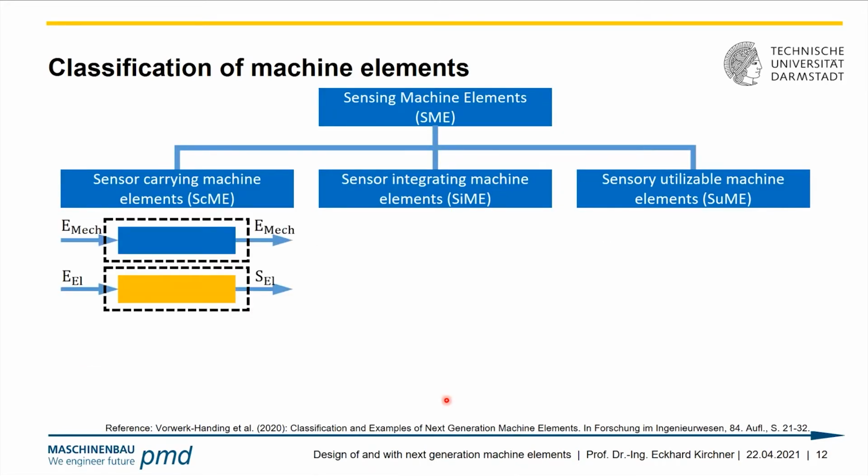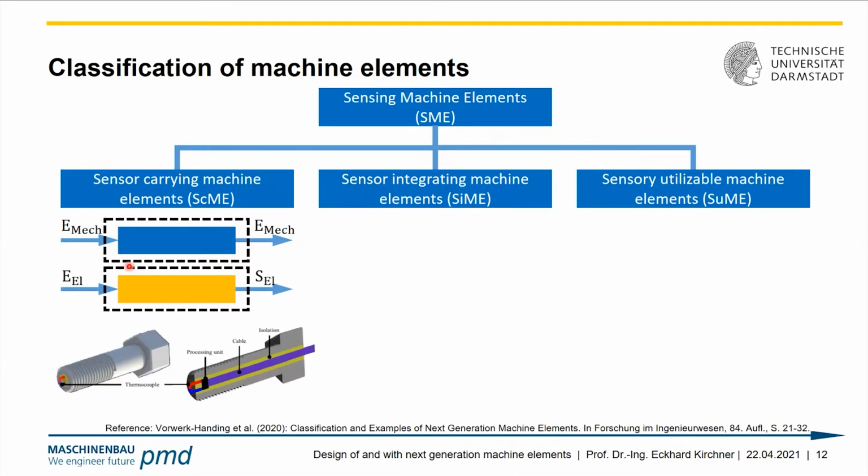We have the sensor carrying machine element. We have our mechanical function and the electrical sensing function. They are independent of each other. The machine element just carries the sensor. There is no interaction between the two of them. The example here is a bolt with an integrated thermocouple. The bolt measures the temperature independent of the bolt force. And it works also when we just put the temperature sensor onto our desk and connect it. It doesn't need to be installed, integrated into the system, just recording temperature.